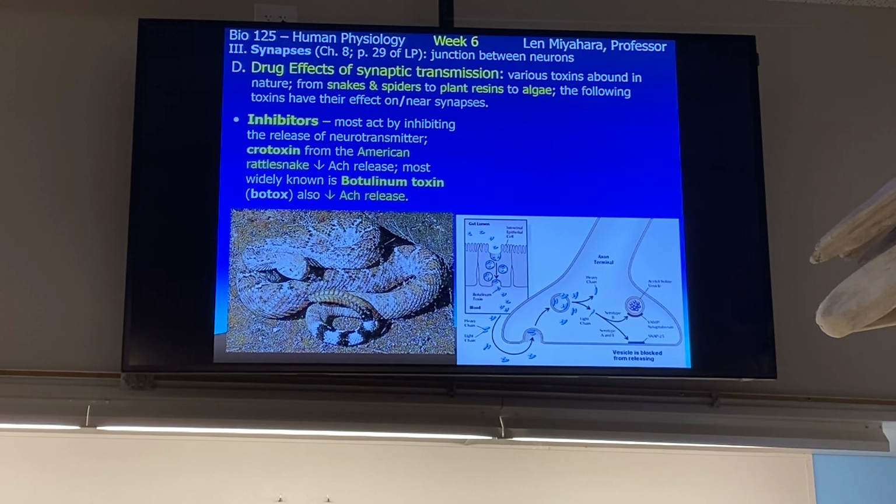Okay? The way rattlesnake poison kills you is you're not able to breathe because you can't do this. You have to contract skeletal muscle to inhale. And if you have too much crotoxin, you can't do this. You just get paralyzed and you die of suffocation because you can't inhale. Everybody got it? Same thing with the Black Plague. It would kill you because you can't do this.